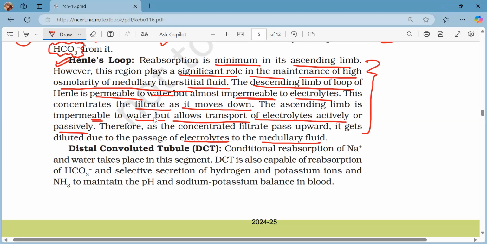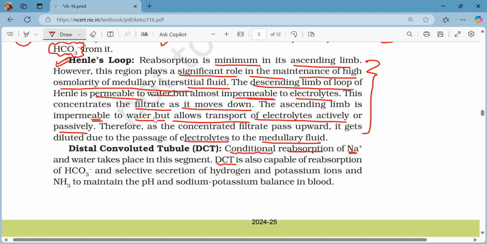Here what will happen? Conditional reabsorption of sodium and water will take place. Conditional. When it is needed, then it will be reabsorbed. If not needed, then it will not be reabsorbed.